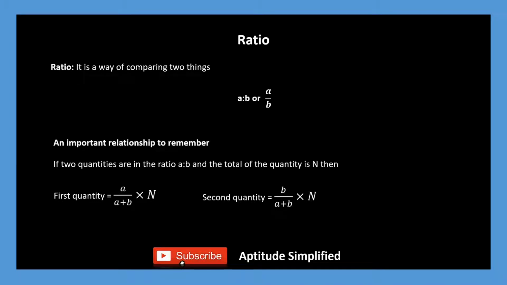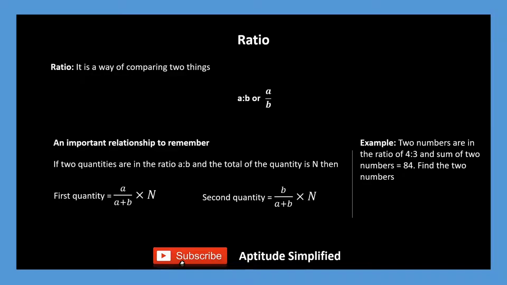So let's try to understand it with an example. For instance, if it is given that two numbers are in the ratio of 4:3 and the sum of the numbers is 84, and we have to find the individual numbers, then we will write the first quantity as 4 upon 4 plus 3 multiplied by 84, and you will get your first number as 48. For the second number, you will write 3 upon 4 plus 3 multiplied by 84, and your second number will become 36. So 48 and 36 will be your answer.